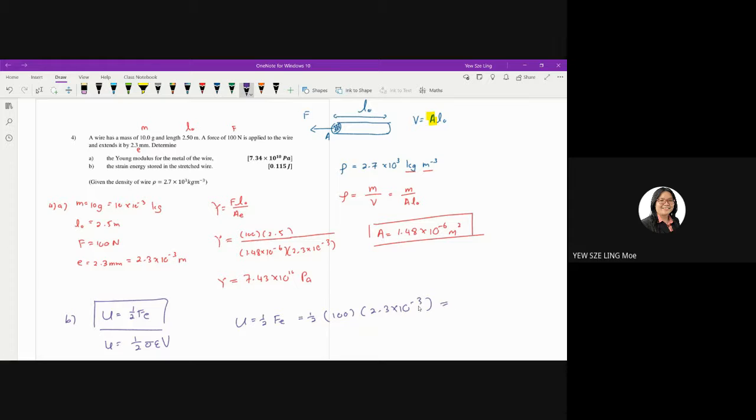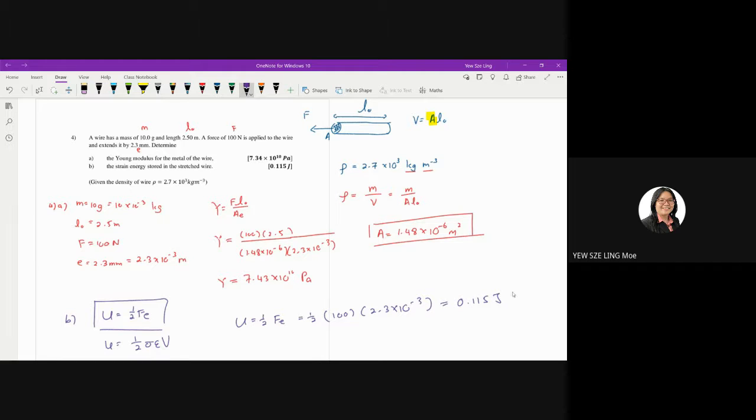So calculate it, then you obtain 1.115 joule. So that's it. Okay, that is the answer for question B. Very short and simple. So usually this is a 2 marks question. A typical 2 marks question where you need to choose an equation and then you sub the value into that equation and then you solve it.